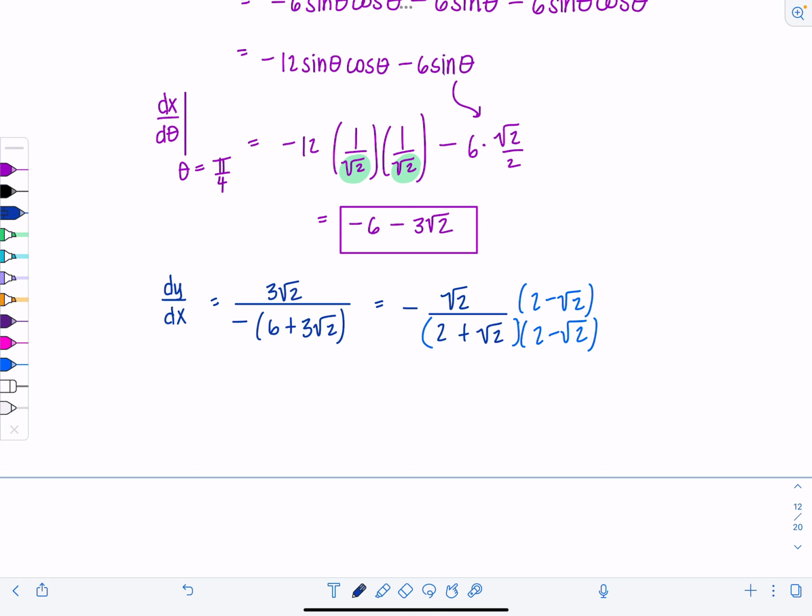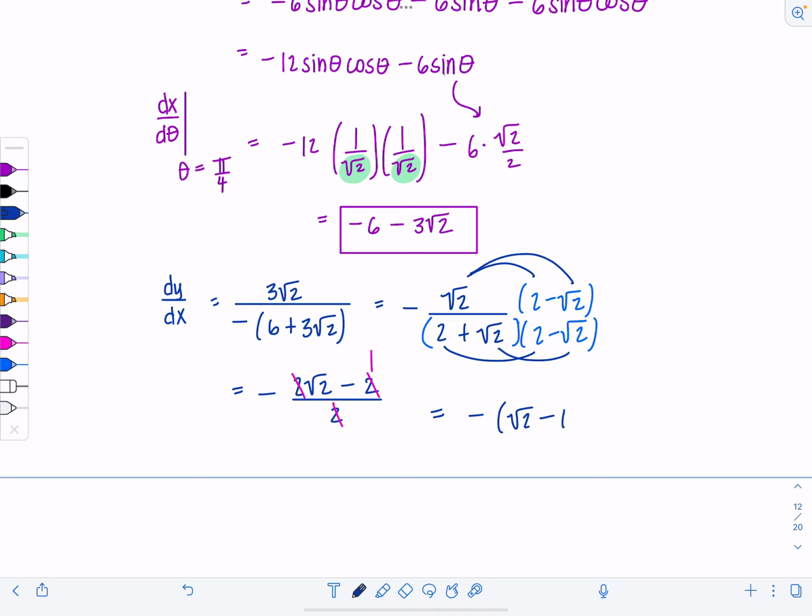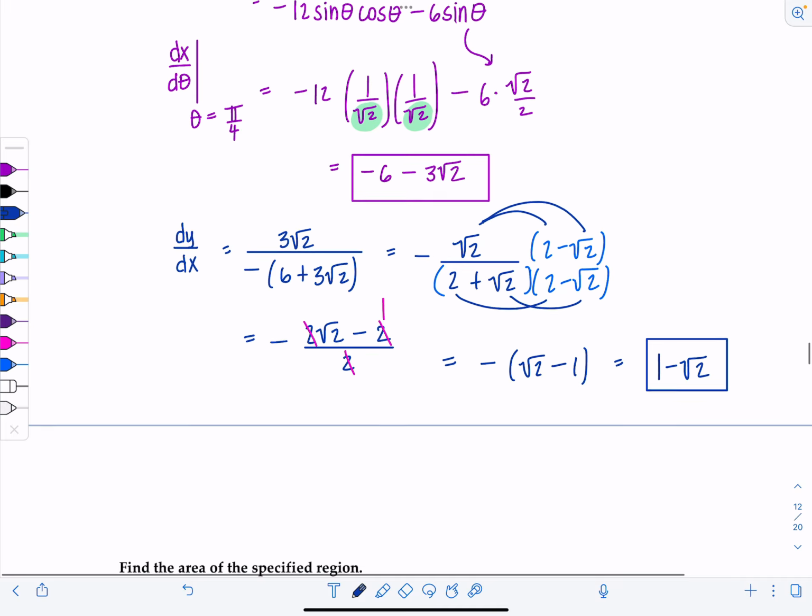Yay, algebra. So this is negative. This will distribute, yes? 2 rad 2 minus 2 over, this is 4 minus 2, so 2. And then this cancels. This is a 1. So I've got negative rad 2 minus 1, which is 1 minus rad 2. Wow. That cleaned up so much. Okay, if you didn't make any mistakes and you can do this all on your own, good job. Good job. Okay, so that's that for derivatives.